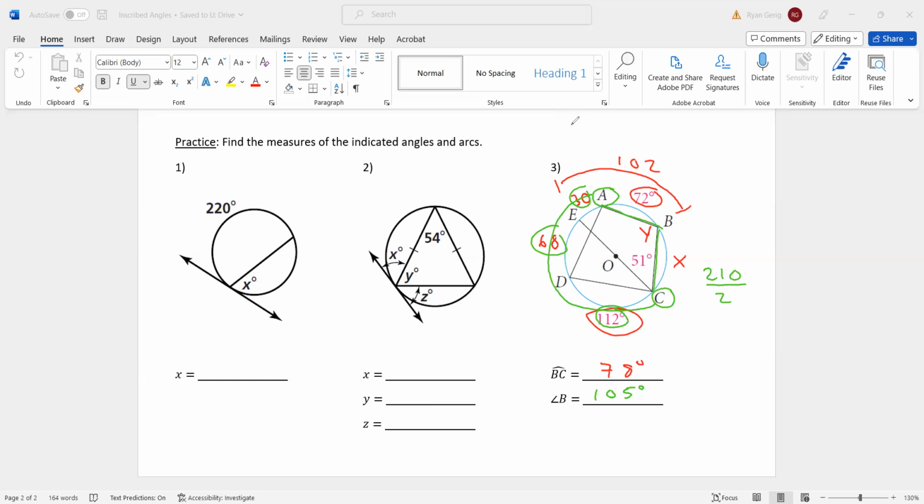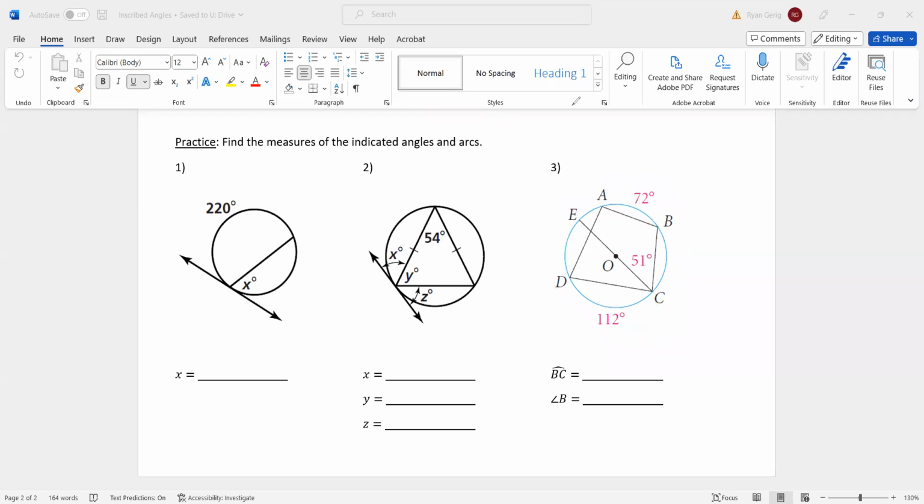If you find those missing pieces, you can just use the pieces that you need to find the information that you're looking for. Okay, I know that looks like a disaster there, but hopefully you were able to follow that. And that's it for inscribed angles.